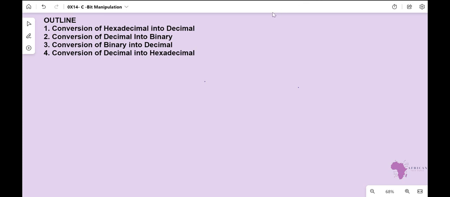One is the conversion of hexadecimal into decimal. Two, the conversion of decimal into binary. And three is the conversion of binary into decimal, and the conversion of decimal into hexadecimal. And last but not least is taking you through the quiz, so that we'll do the quiz together and be able to understand why I choose a specific answer and not the other answer.